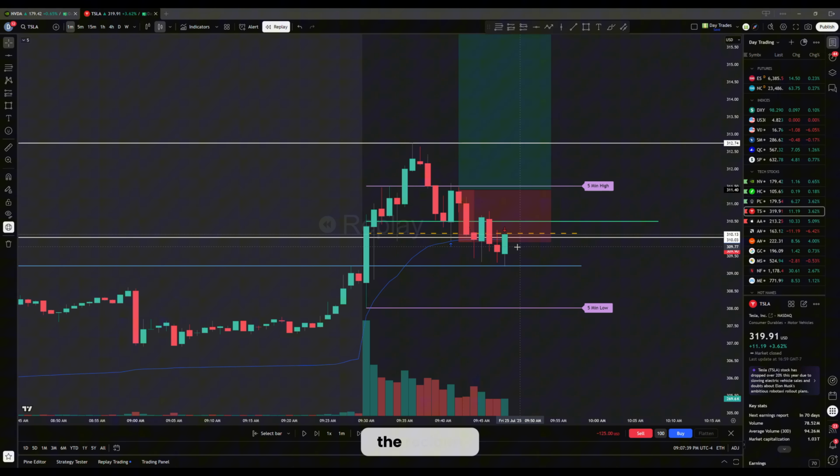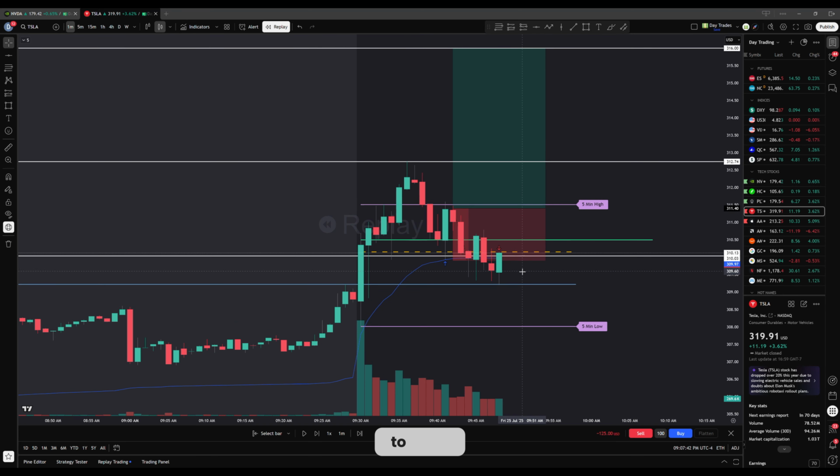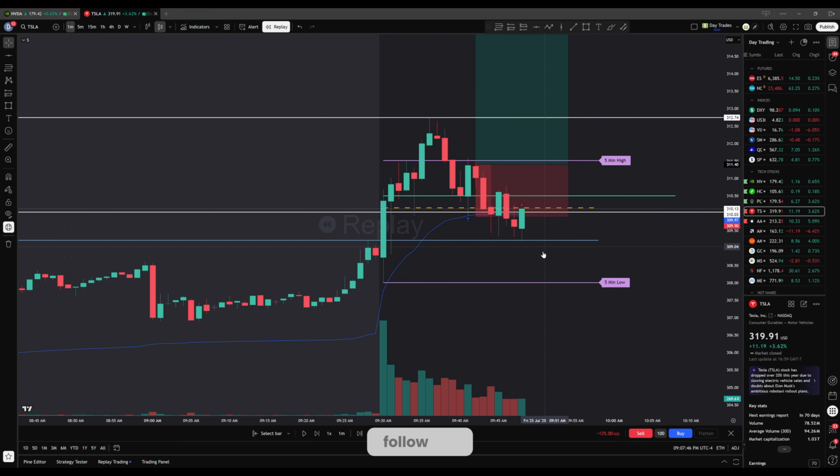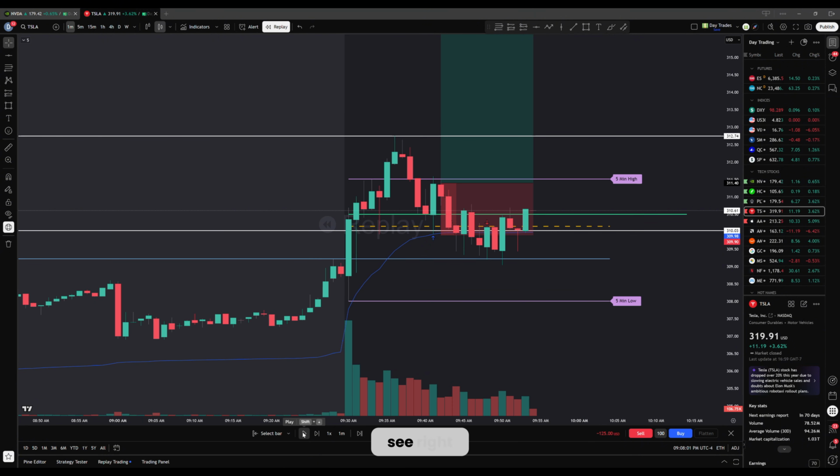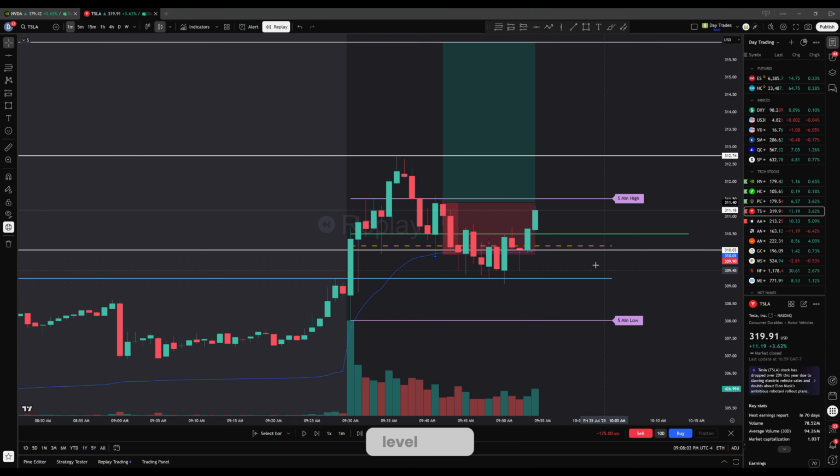Now we can be looking for the reclaim above our previous day high to show that we actually did end up wanting to hold this key level, but it's important that we always follow our stop loss. So let's see if we end up reclaiming this level here. As you guys can see right here, we ended up reclaiming our key level once again.